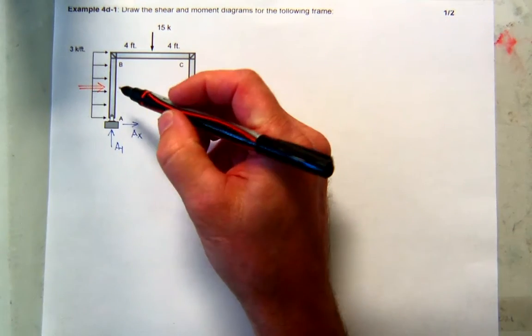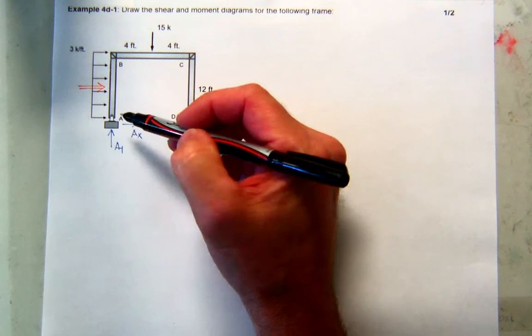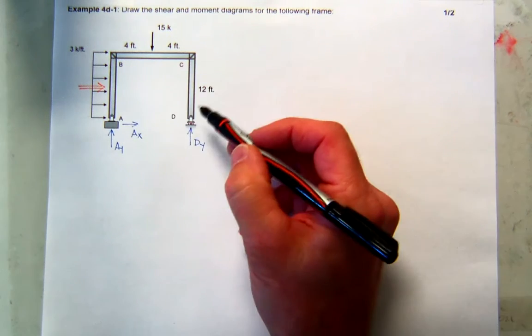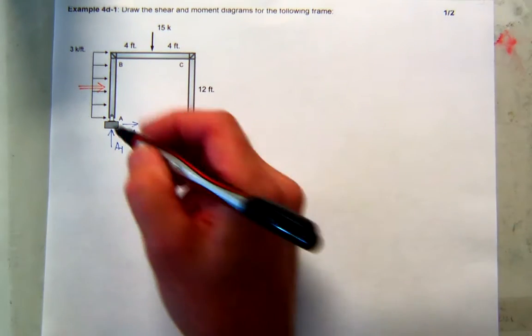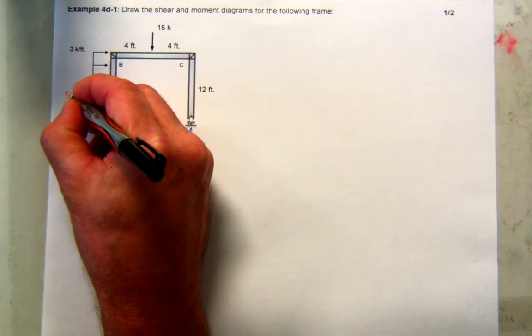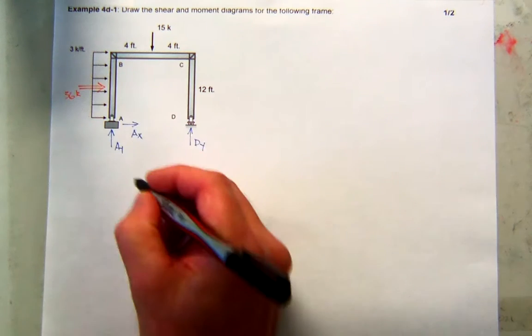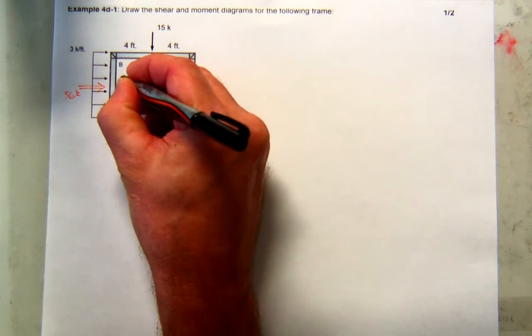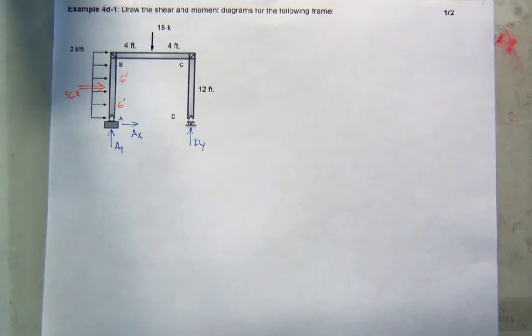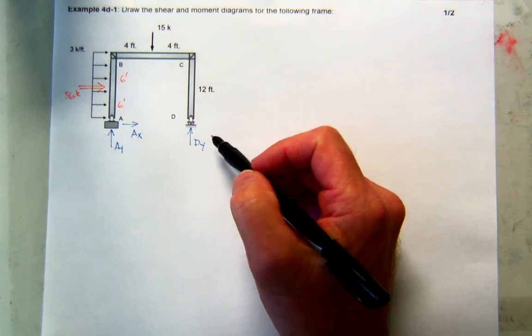So the equivalent force will be the area under the curve. It's a rectangle, so it'll be base times height. It's 12 times 3. It looks like it's 36 kips. And halfway up, that will be 6 feet. So based on all that, I should be able to find my reactions.